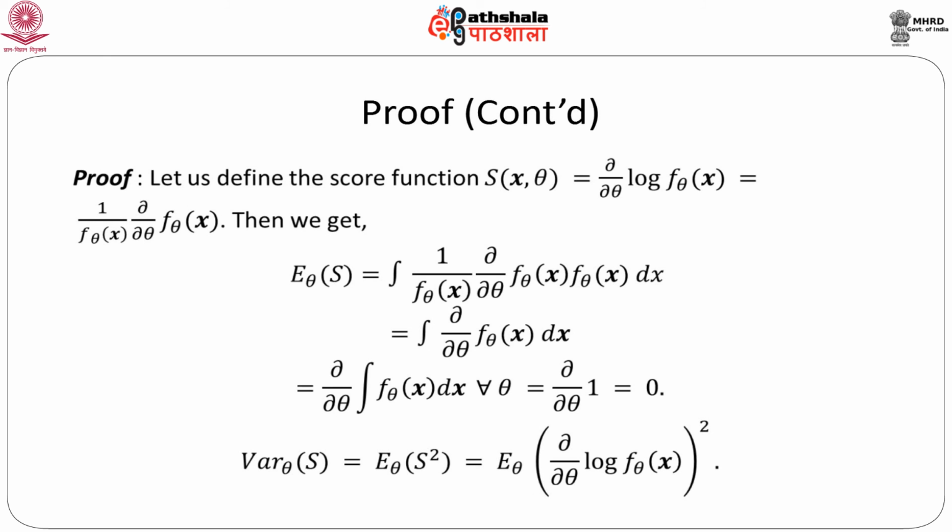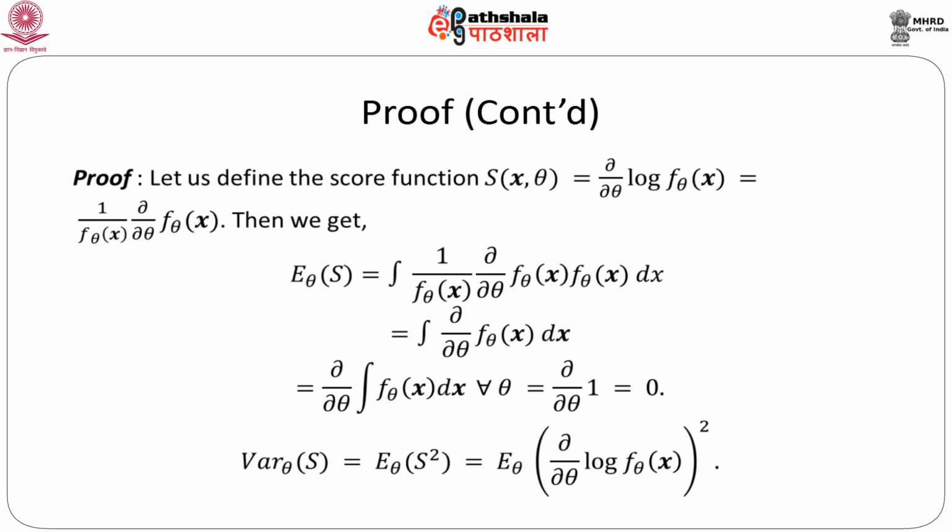Let us prove the above theorem. We define the score function S, which is a function of the vector x and theta, and it equals del by del theta log f_theta(x), which equals 1 by f_theta(x) into del by del theta f_theta(x). Now the expectation of S is equal to the integral of 1 by f_theta(x) into del by del theta f_theta(x) into f_theta(x) dx, which equals the integral of del by del theta f_theta(x) dx.